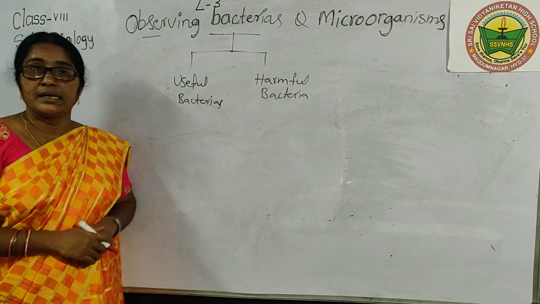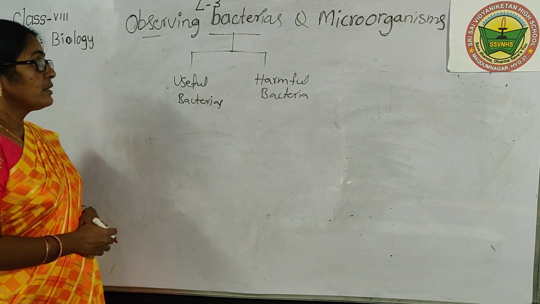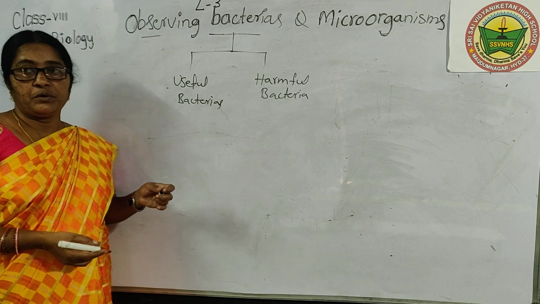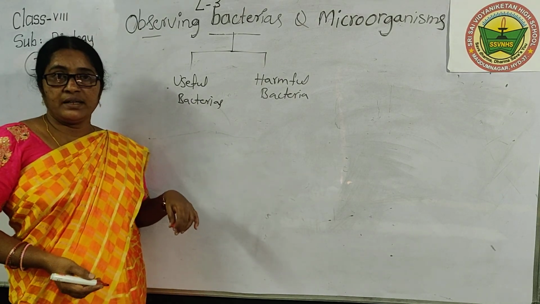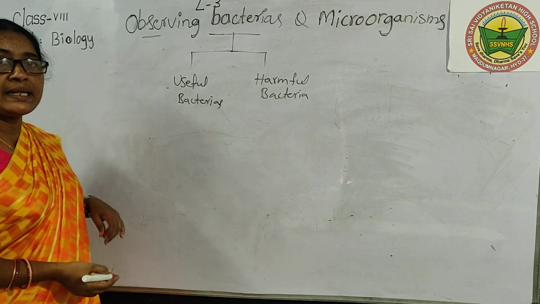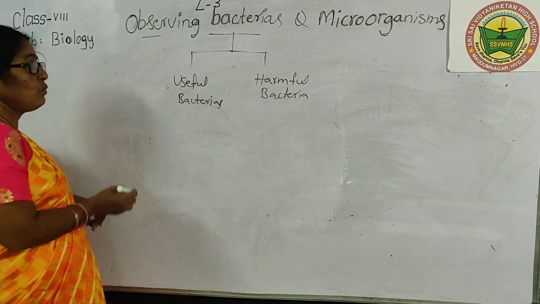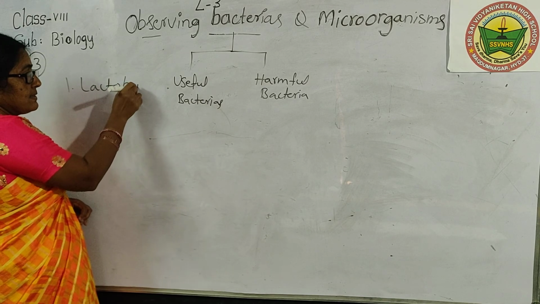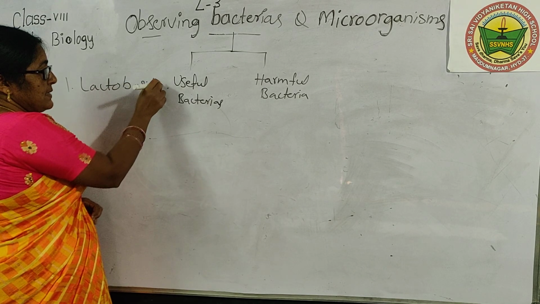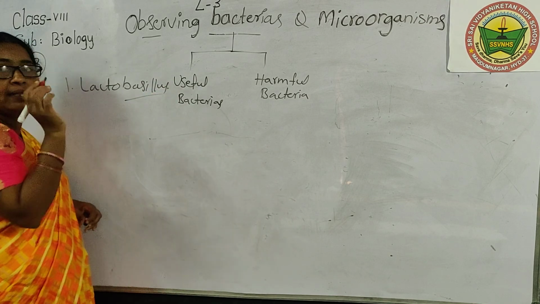For example, curd. You know curd. Curd is obtained from a milk product. In that curd, there is a bacterium. What is the name of that bacterium? Lactobacillus. That is the bacteria's name.